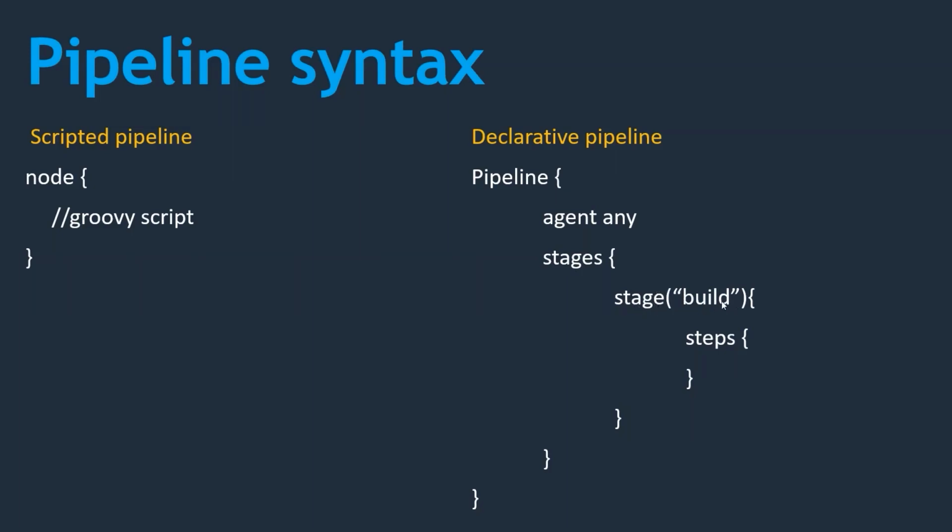Next, stages. As we discussed, there are different stages, and you can specify the stages. It can be any name you give, but in the stage you need to define your steps. What do you want to do within the stages? This is how you can write it. So these are the syntaxes for scripted and declarative, but we are going to deal with the declarative.